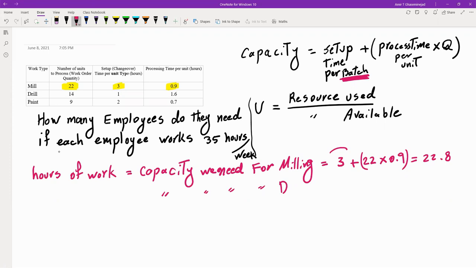No, for drill. The setup time is 1, and the process time we need 14 multiplied by 1.6. How much is the capacity we need for doing the drilling? Very good.